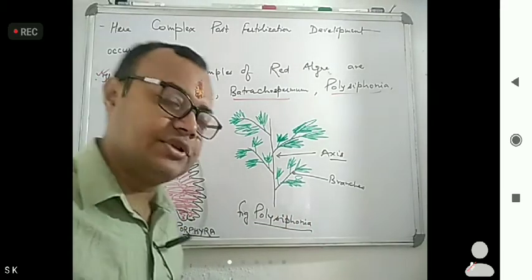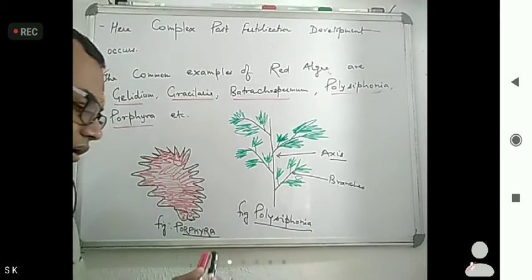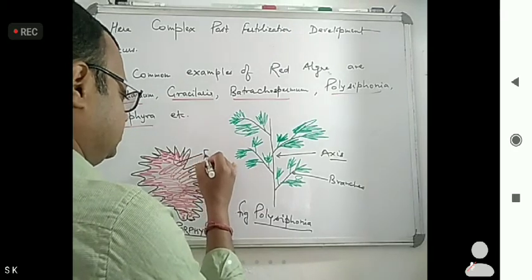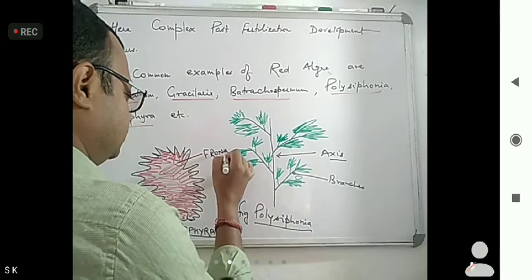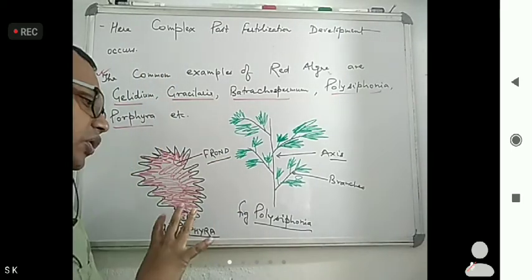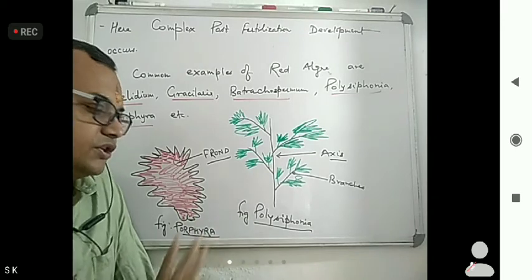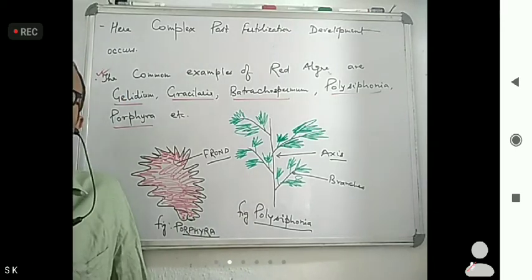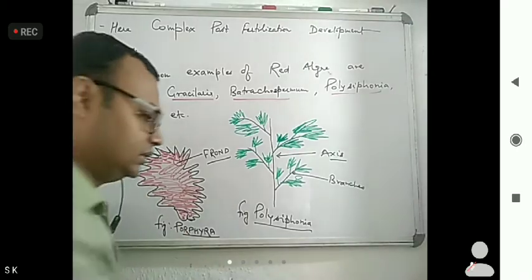So like that I have seen this question, these two. This is what? Leaf-like structure. This is a frond, known as frond. Frond means leaf-like structure. So these two, one is Porphyra, one is Polysiphonia, occur in what? The red algae.